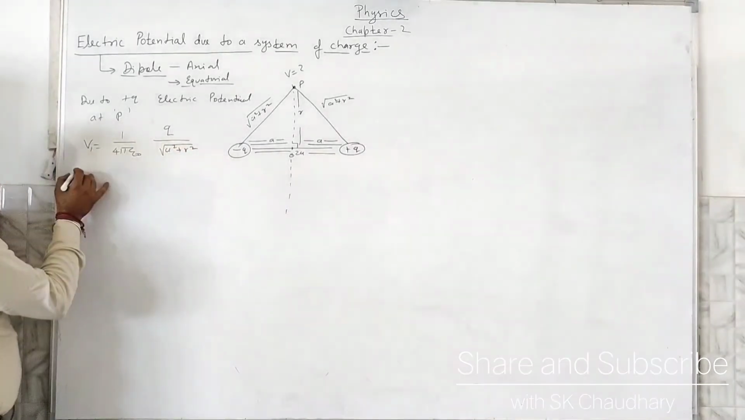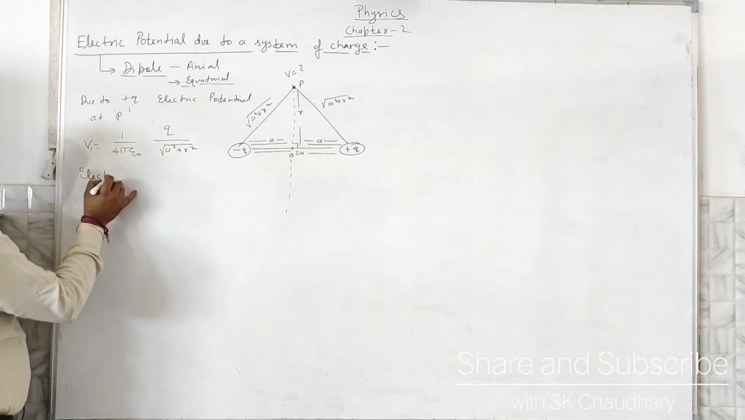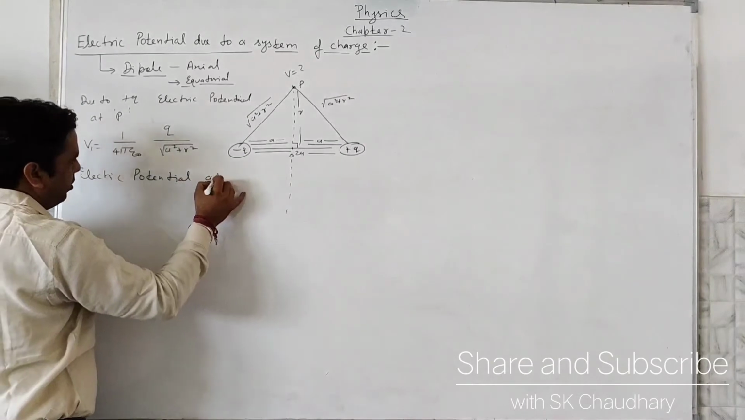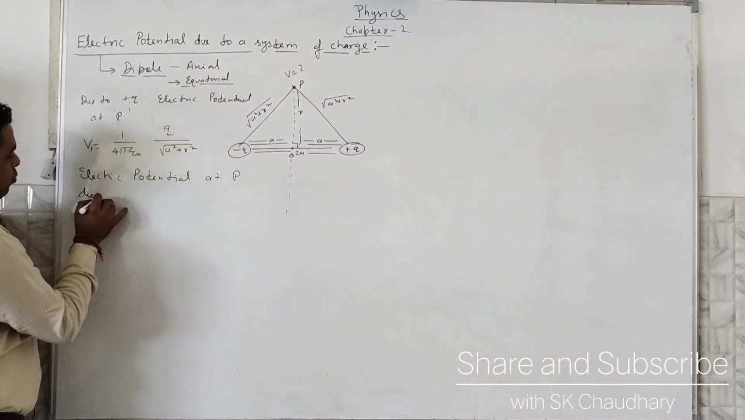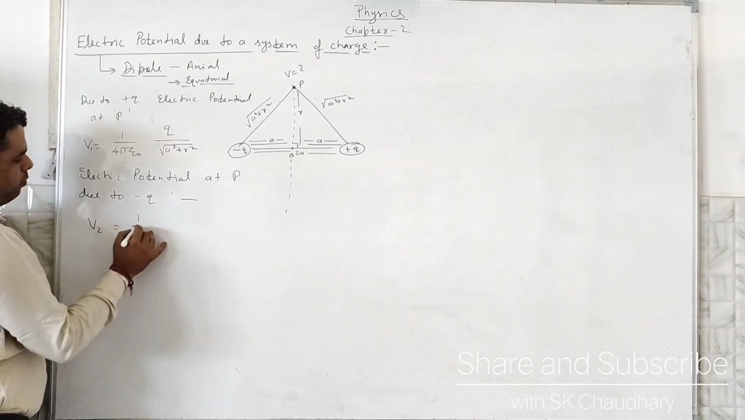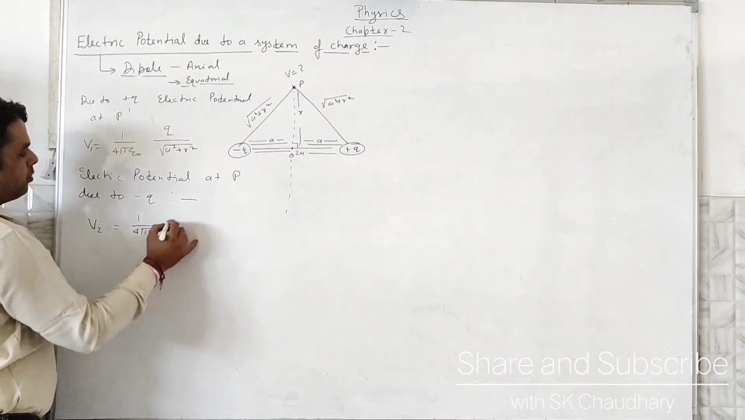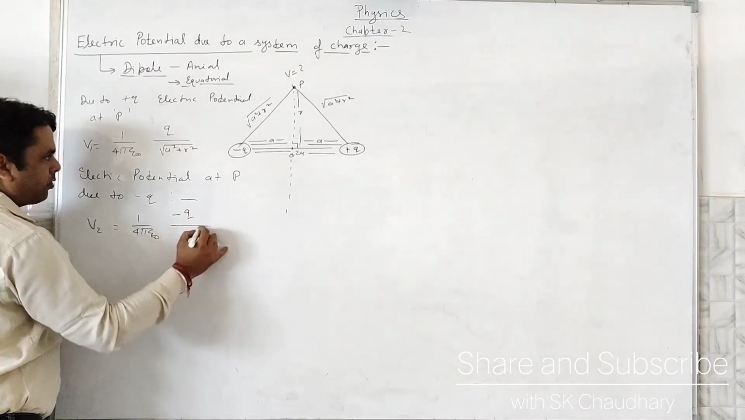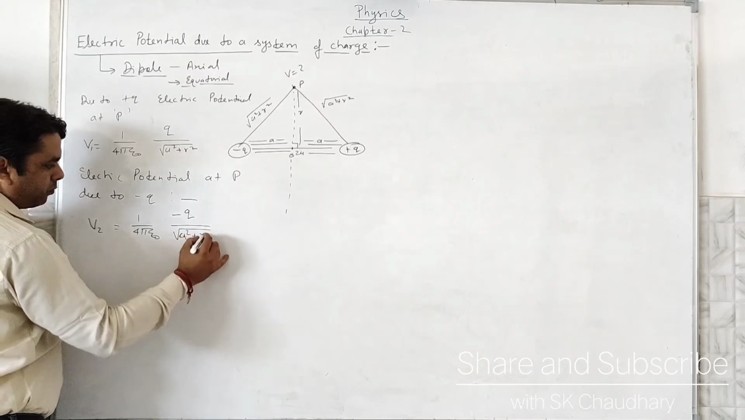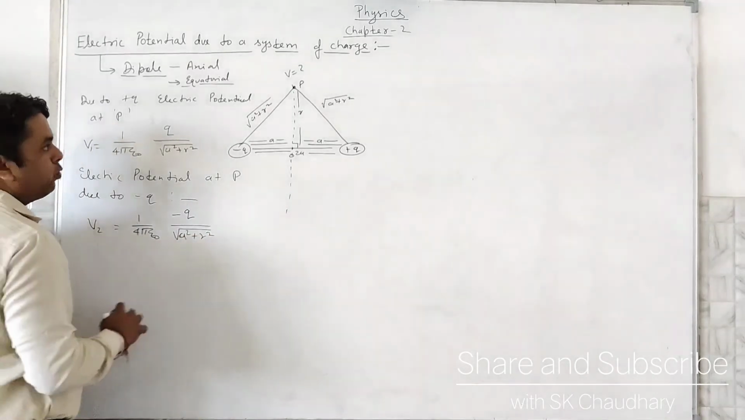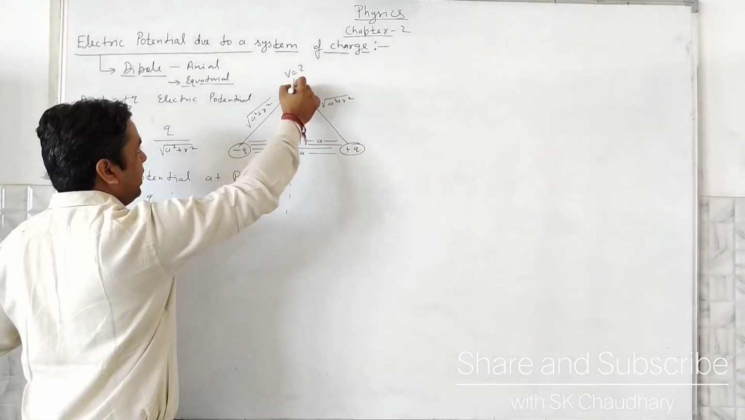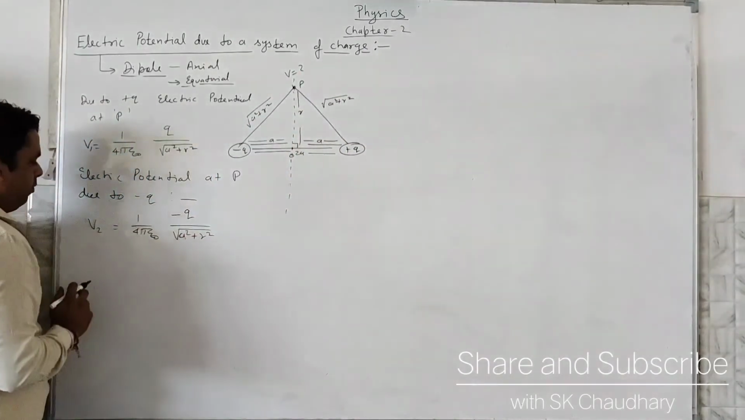In a similar way we can take the electric potential at P due to the negative charge. That will be V2, equal to 1 upon 4 pi epsilon naught, with the sign coming with the charge because it is a scalar quantity, and under root a square plus r square, because the distance remains the same for both cases. It is the equatorial point, so the distance is equal for both cases.